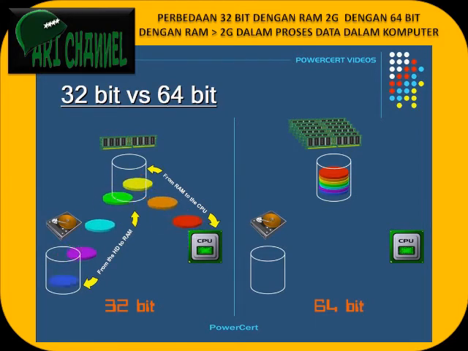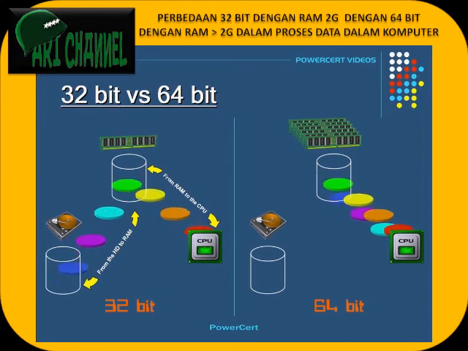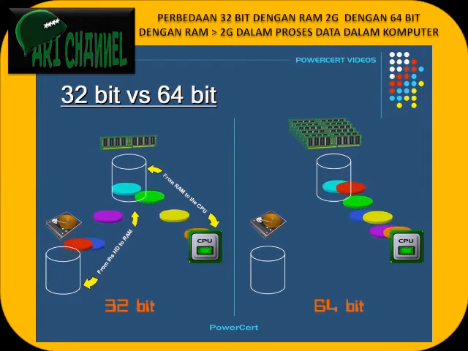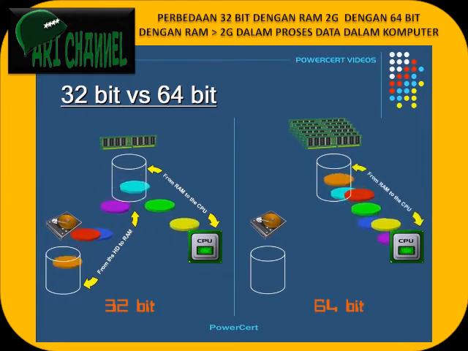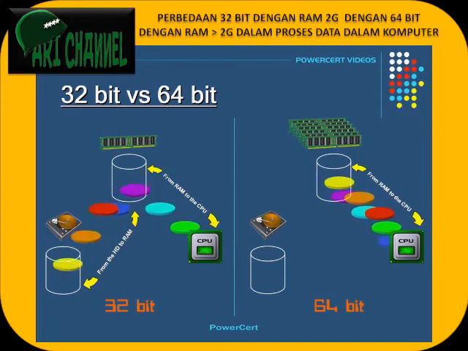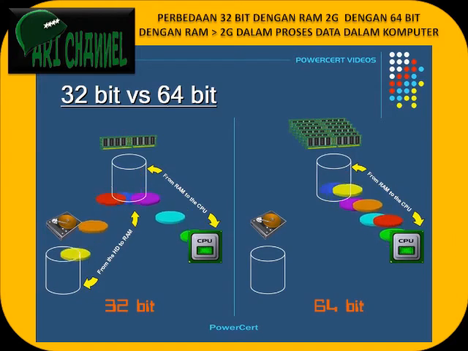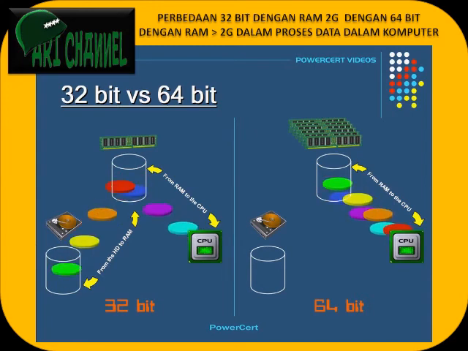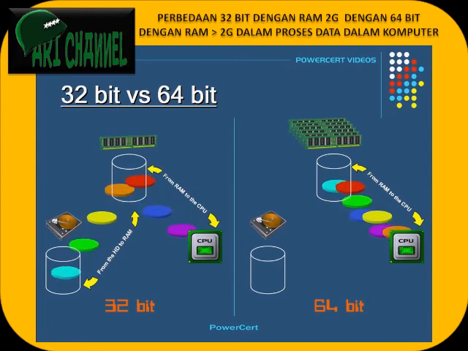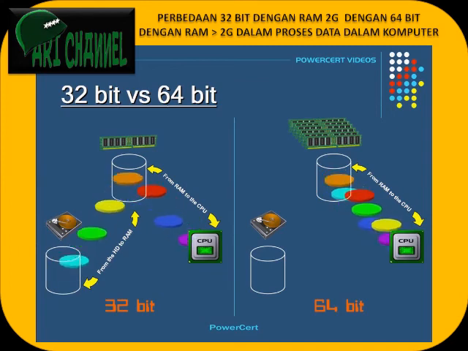But a 64-bit system is able to support a lot more memory than 4 gigabytes, which means that more data can be stored in the faster RAM than on a slower hard drive. And because it can store more data in RAM, the computer is able to run a lot faster. So in a nutshell, this is why a 64-bit system is faster than a 32-bit system.